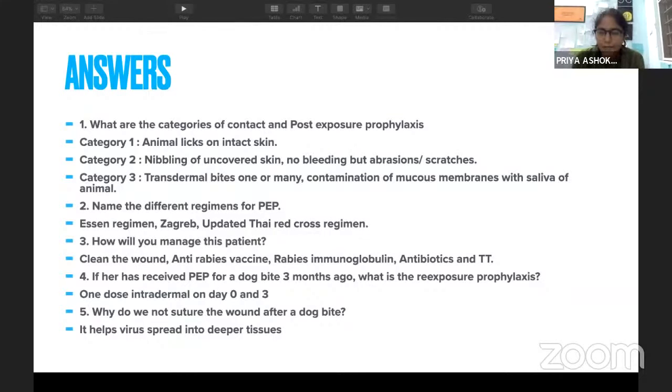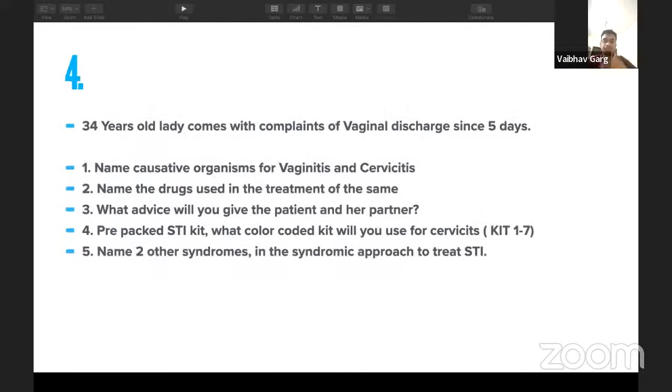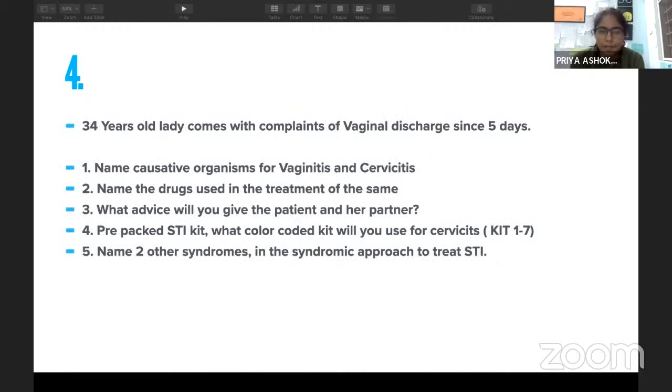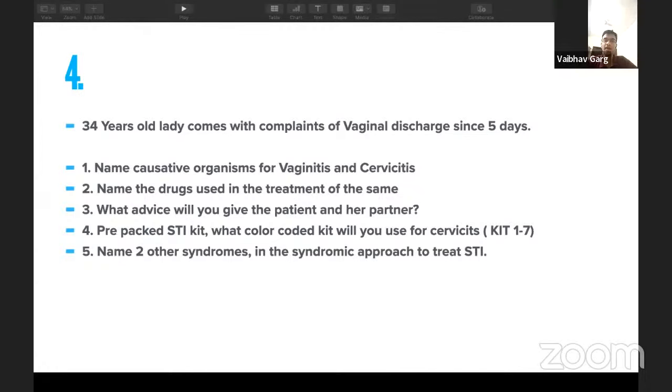Okay. Weber, this is you. Yes, ma'am. 34-year-old lady comes with complaints of vaginal discharge since 5 days. So name the causative organisms for vaginitis and cervicitis. Ma'am, vaginitis can be caused by candida and trichomonas. Right. And cervicitis can be caused by chlamydia. Okay. And one more main organism. Gonorrhea. Yeah. Okay.